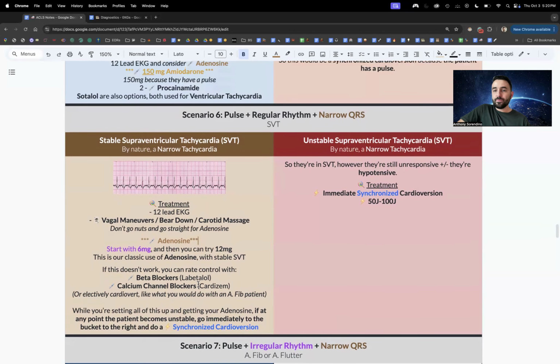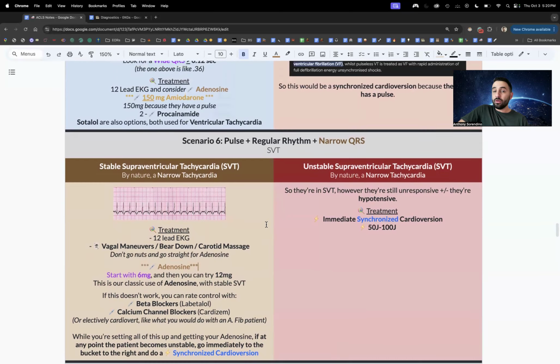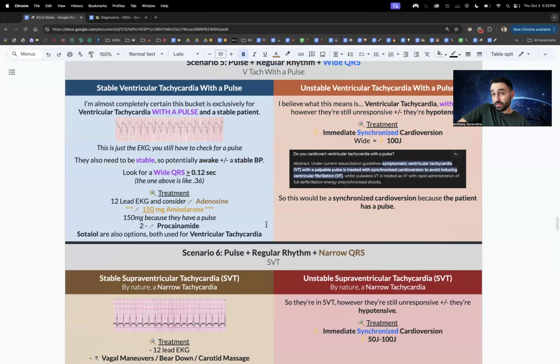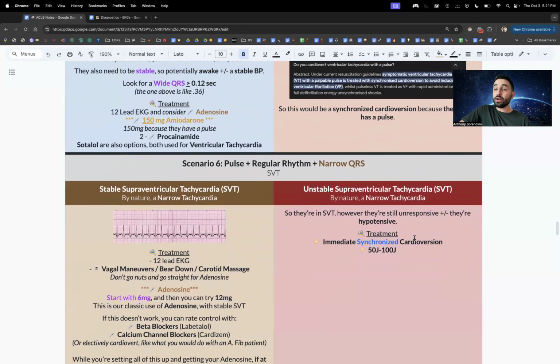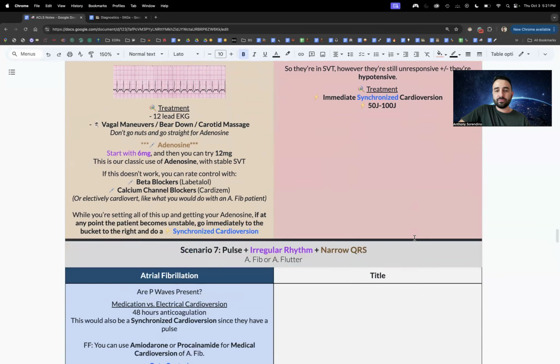And then unstable SVT, same thing as unstable VTAC. It's just going to be synchronized cardioversion. Again, synchronized because they have a pulse, even though they're unstable. We can synchronize that cardioversion.